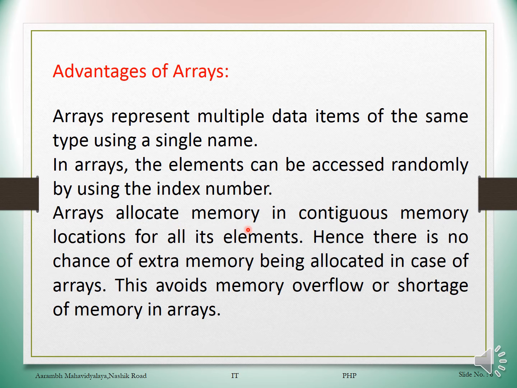Arrays allocate memory in continuous memory locations for all of their elements. That means if you are providing an array of size 100, then in our computer memory it will allocate that specific memory continuously. Those 100 slots will get occupied only by that array, in a serial manner.